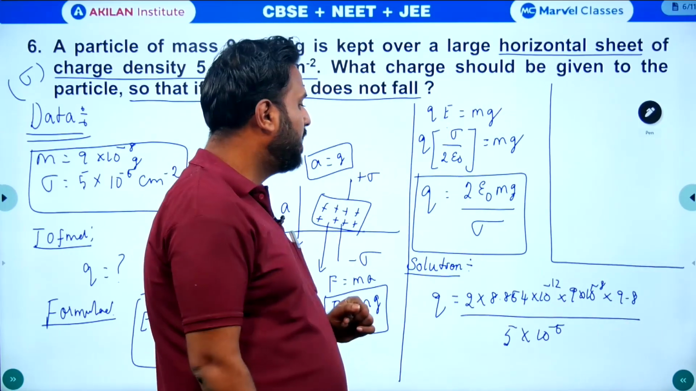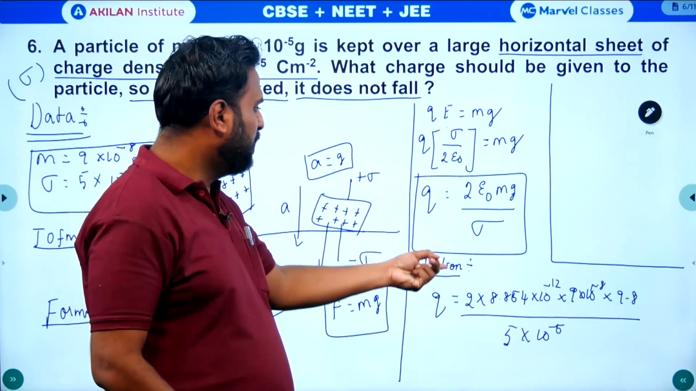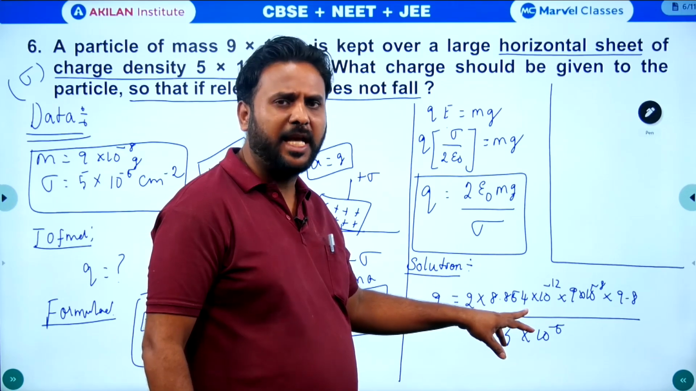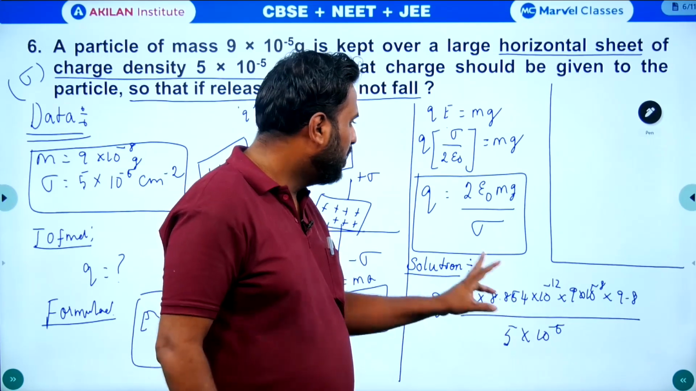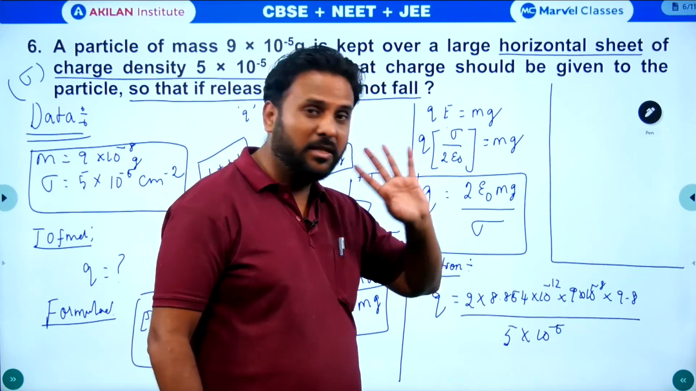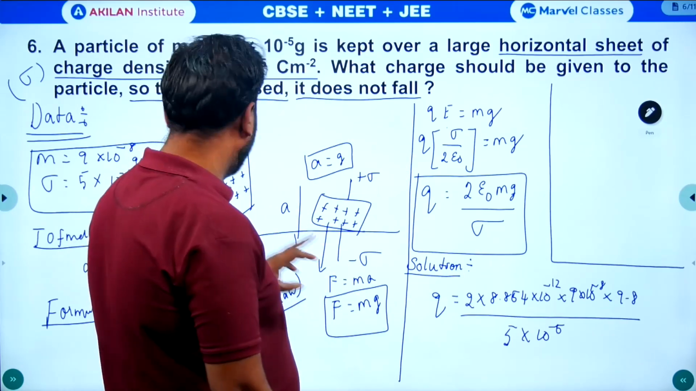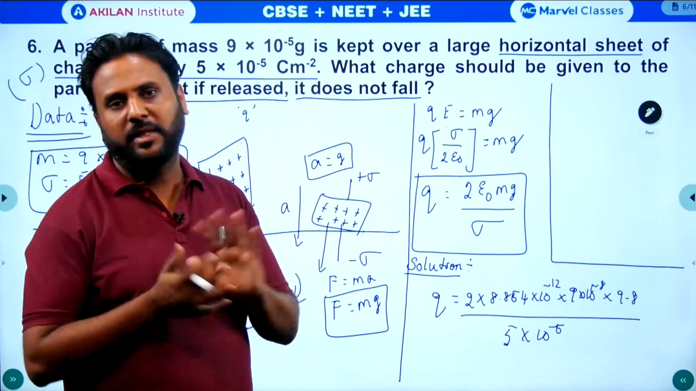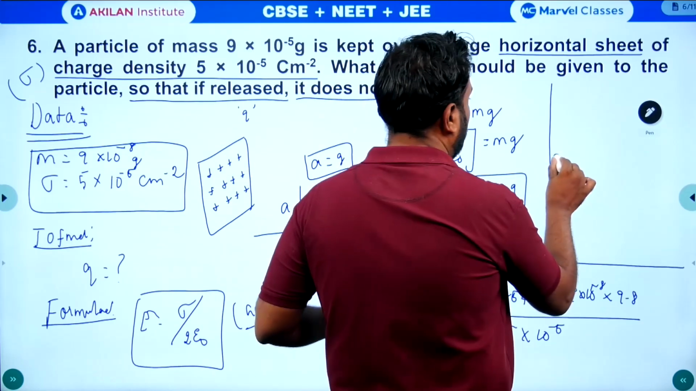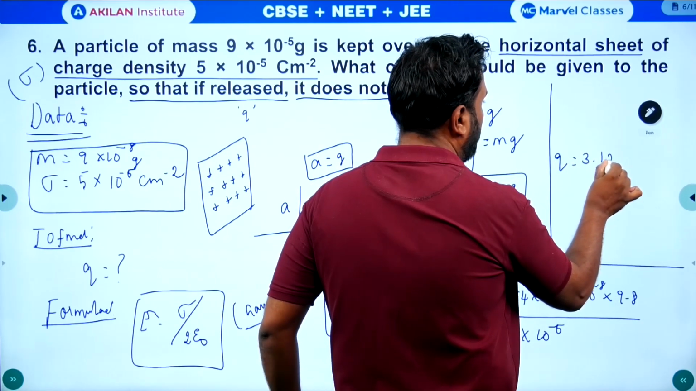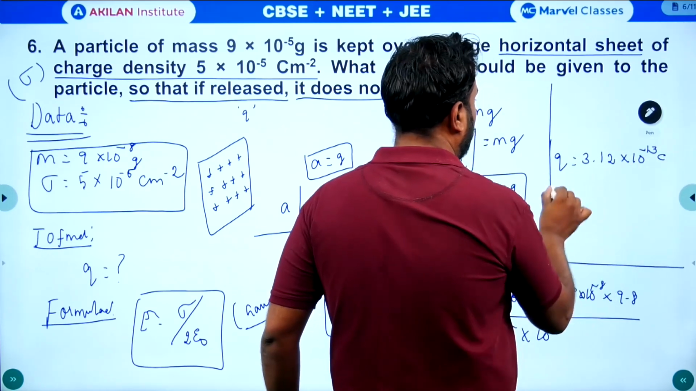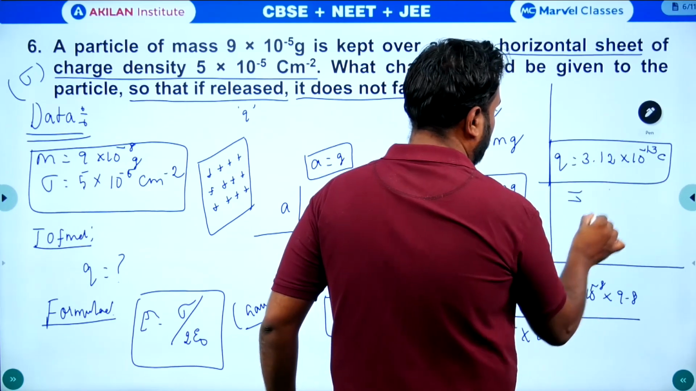First see the data which is written very clearly. 2 epsilon, the constant value 8.854 into 10 to the power minus 12. This is nothing but permittivity of free space, air or vacuum, a constant value. Then the mass they have given, and the G value you know, acceleration due to gravity is 9.8, constant. Sigma value they have given in the question. Just substitute everything as per the given formula. Now if we do all those calculations, you will get the answer as 3.12 into 10 to the power of minus 13. Charge unit is coulomb. So this is the answer of this problem.